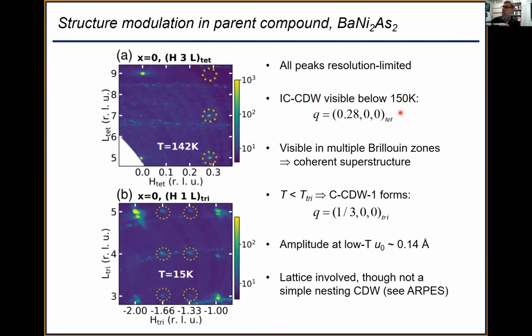Yes, okay. So these two, this is very important. These two Qs look very similar. 0.28 is not far from 1/3. But this is in triclinic units and this is tetragonal. So these are in very different locations in momentum space.